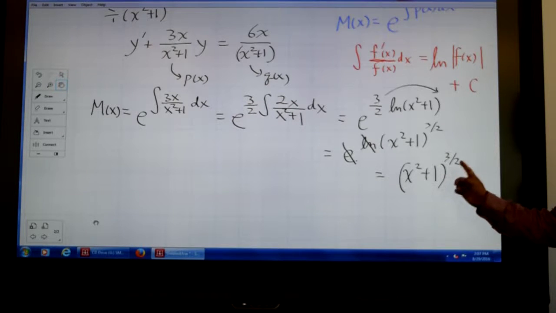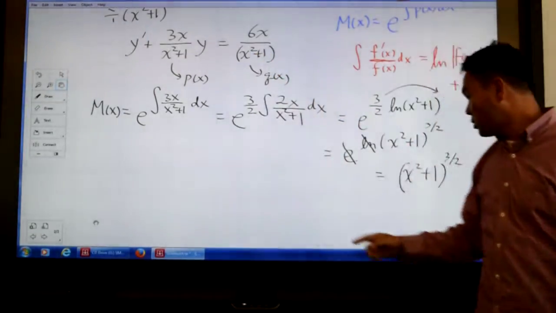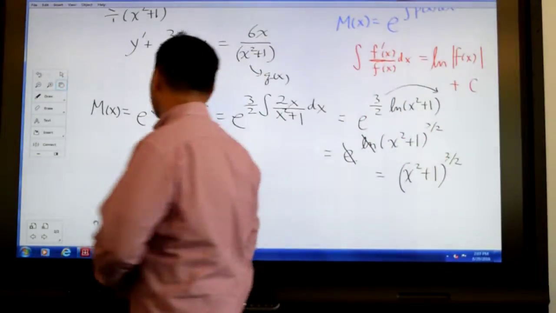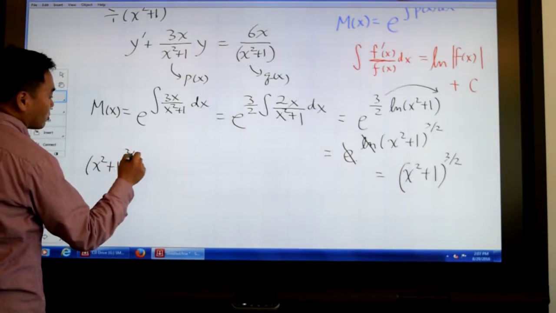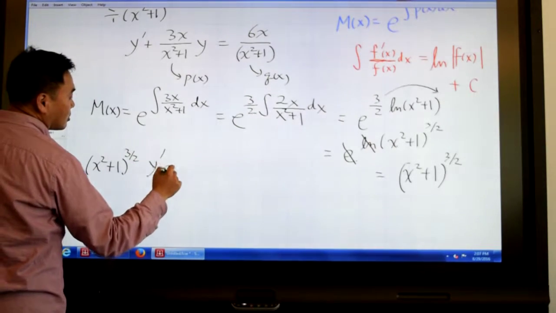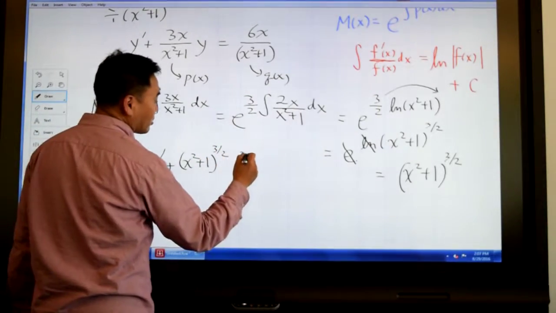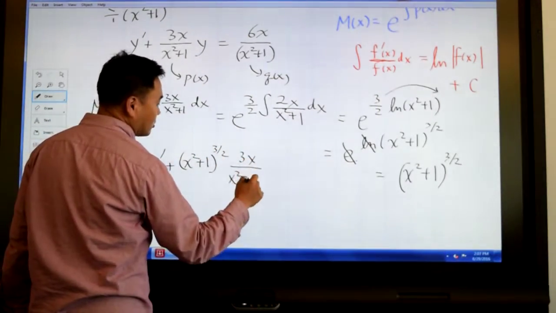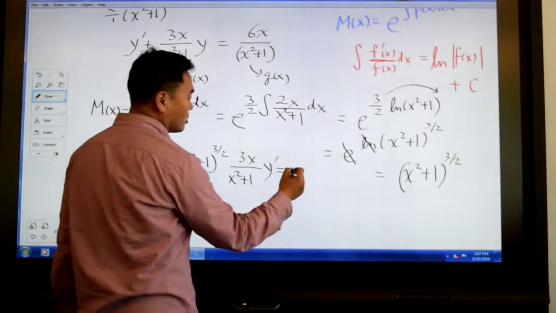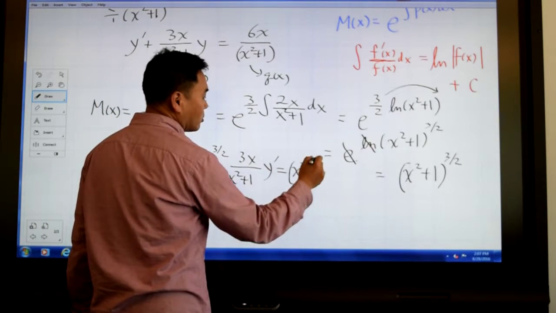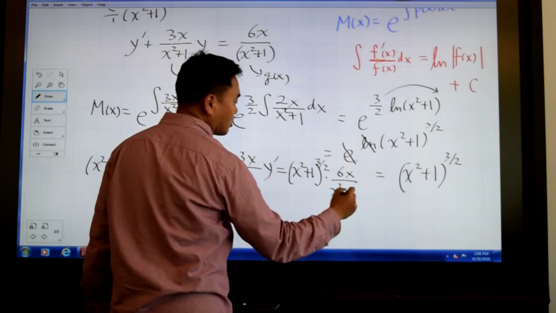It's the multiplier. We multiply this to the original equation. Not the original, but the one that we made to the standard form. So we multiply this to the standard form. Let's multiply it. So we have (x squared plus 1) to the 3 over 2, y prime, plus (x squared plus 1) to the 3 over 2, multiplied to 3x over x squared plus 1, y, and then (x squared plus 1) to the 3 over 2, multiplied to 6x over x squared plus 1.